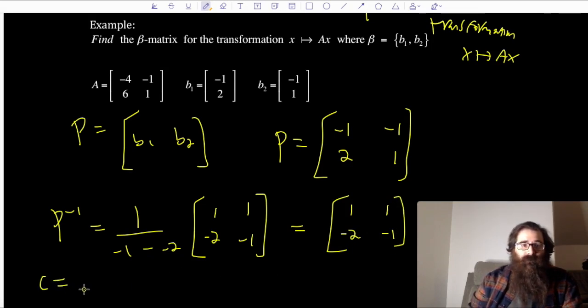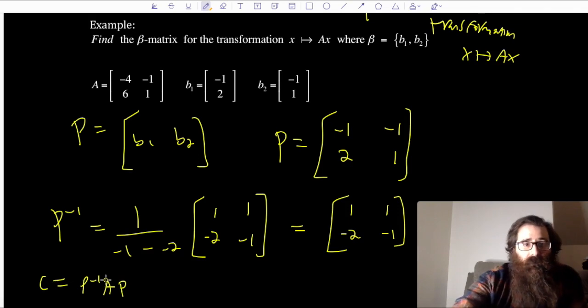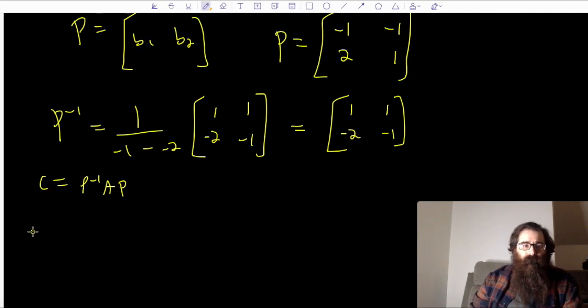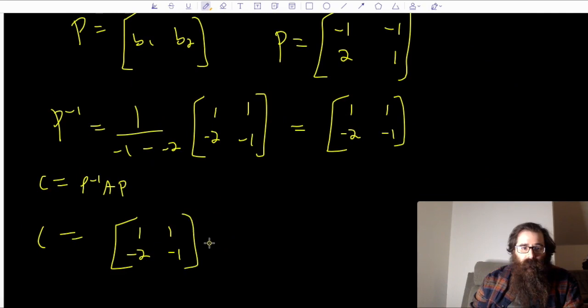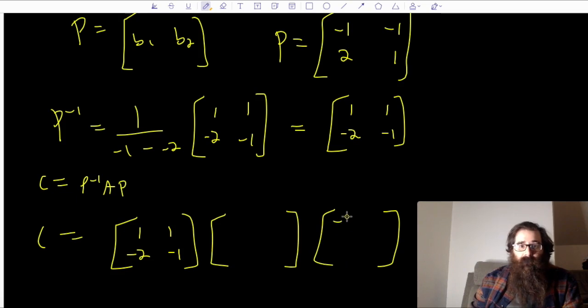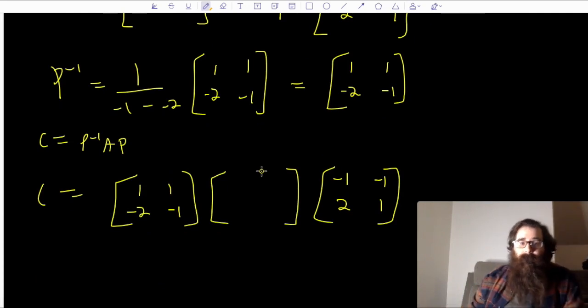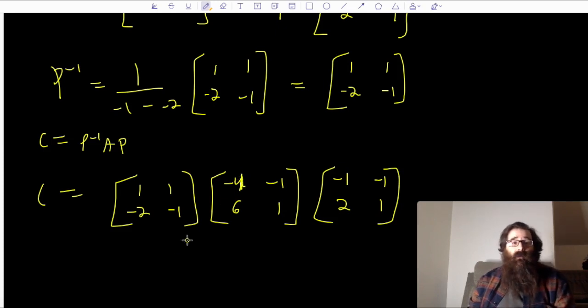But then C is equal to P inverse times A times P. So I just have to do the multiplication to find this beta matrix. So C is equal to P inverse, I write that first, times matrix A, times matrix P. Let me just write matrix P while I'm here, because I had to scroll up to see matrix A, which I haven't used yet. Matrix A has entries row-wise: -4, -1, 6, 1.